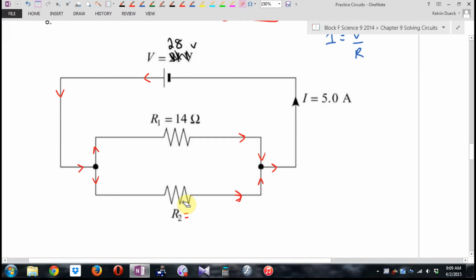So I know total current. Is there any resistor where they told me 2 things? Nope. So what was my strategy? Figure out which way is downhill. Look for total current. See if that helps at all. Look for 2 things. No. The last thing, go skiing.